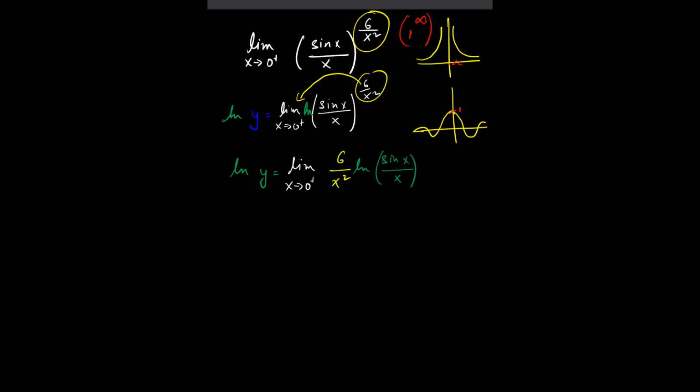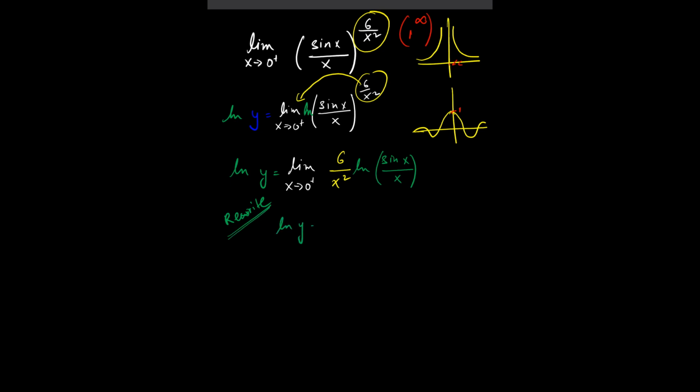Why are we doing all of this? You need to make it look like f of x over g of x, because L'Hopital's rule can only be applied when you have a rational expression. This is not yet in the form of a rational expression, because 6 over x squared is multiplied times the natural log of sine of x over x. So on the next step we rewrite it so we can use L'Hopital's.